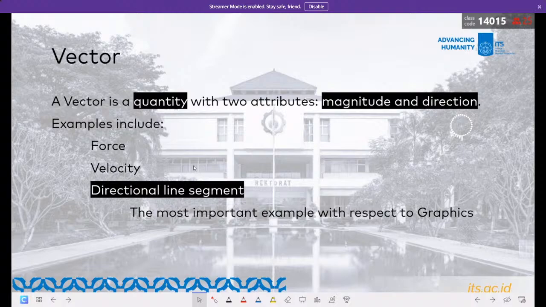Laju, which in English is speed, is something that has magnitude but doesn't have direction. Velocity has some direction, speed does not. It's just a matter of terms actually, but you need to remember that in case you need to differentiate them. Okay, force, velocity, and directional line segment. This is the most important example with respect to graphics, and we will use it all the time when we talk about computer graphics.